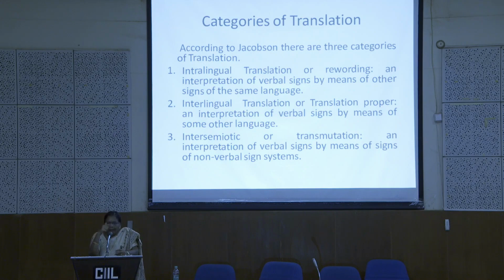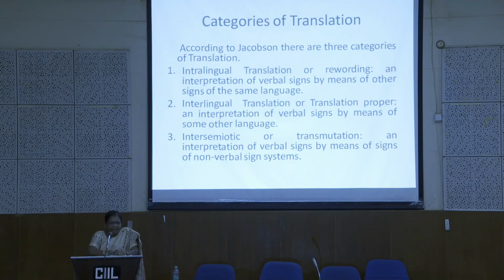But when you are standing on the roadside, the car or any vehicle is passing very fast. At that time, even if you cry or shout loudly, it is not audible to the driver. That's why you use the thumb sign. That is what we call intersemiotic translation. These are the three types of translation according to Jakobson.